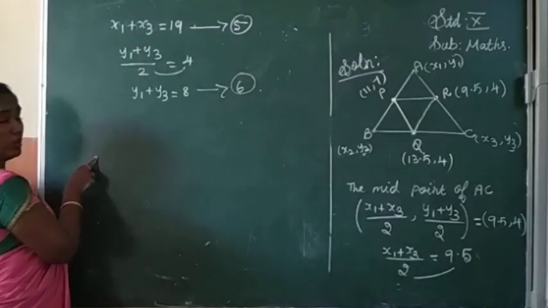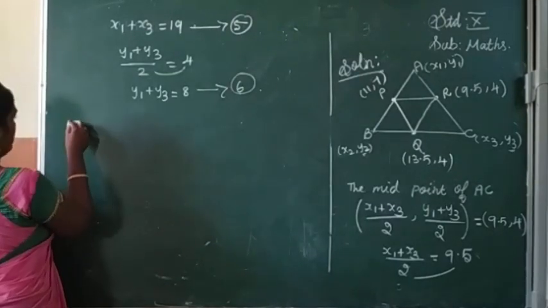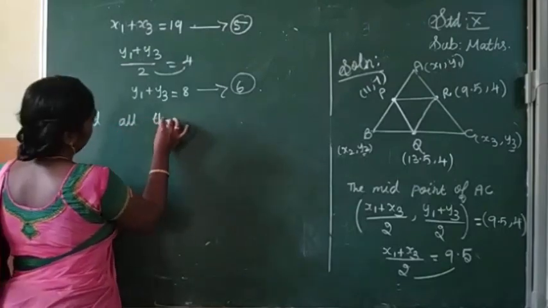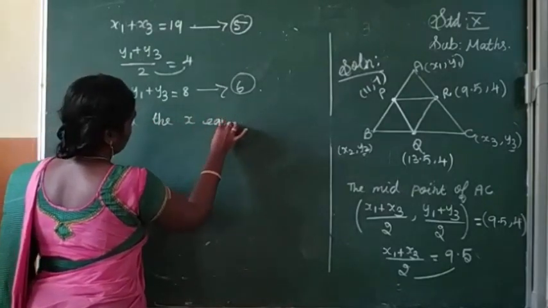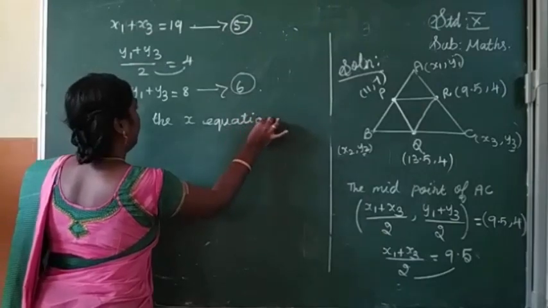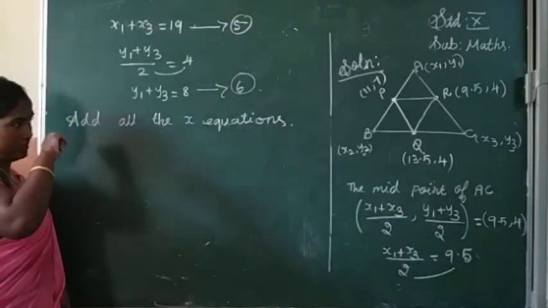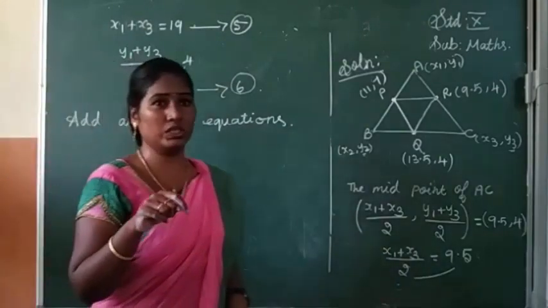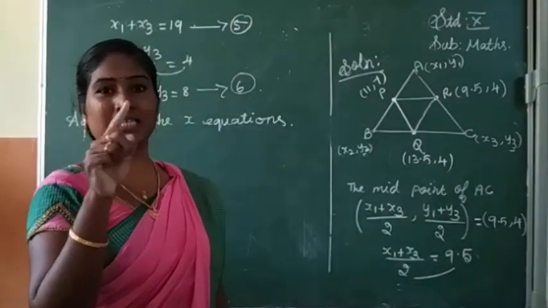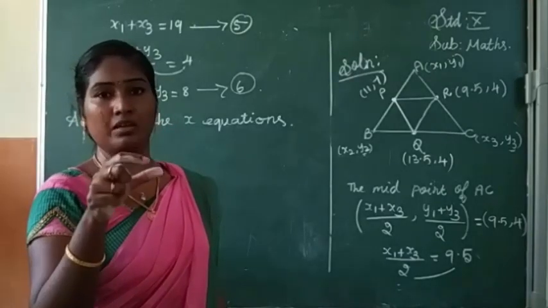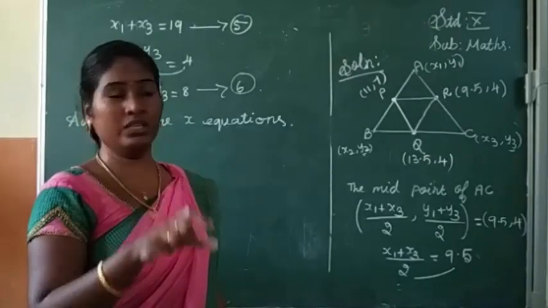Now I am going to add all the x equations. So write: add all the x equations. Just keep it in your mind. All the x equations means, we have 6 equations, and some equations have the letter x, that means the variable x. So choose those equations and add them.